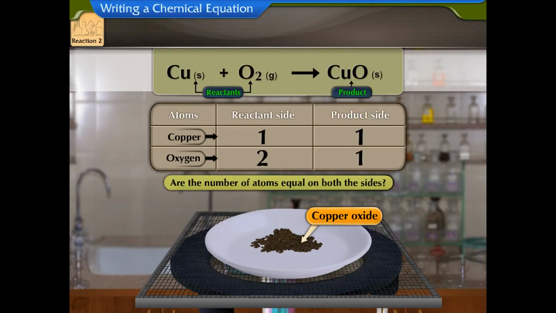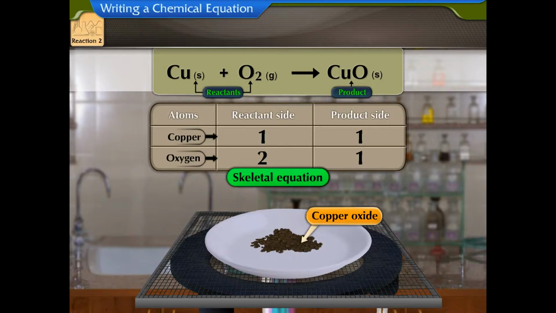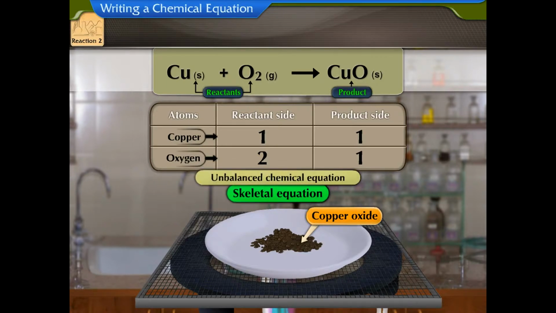Are the number of atoms equal on both sides? No, they are not. Such an equation is called a skeletal equation. Equations which represent a chemical reaction but are unbalanced are called skeletal equations.